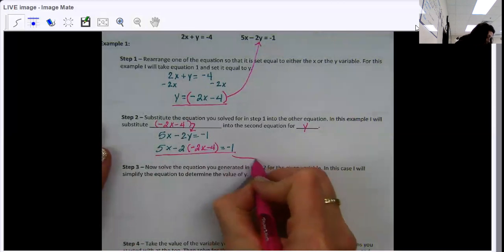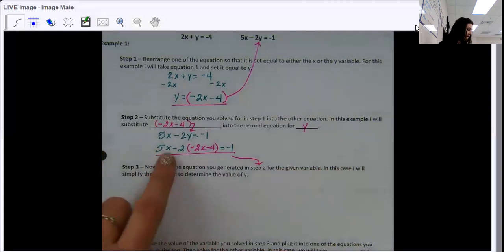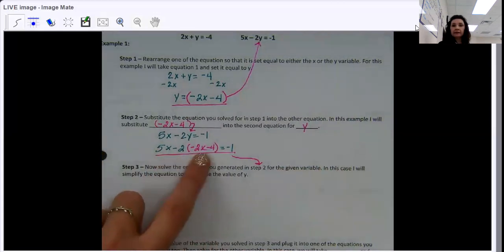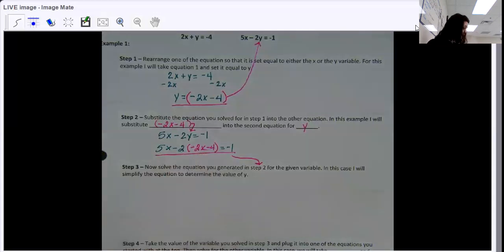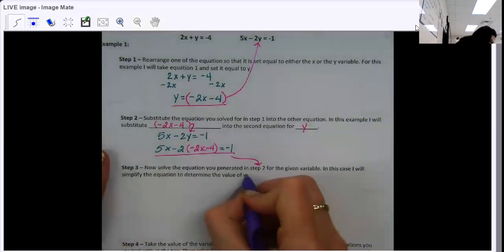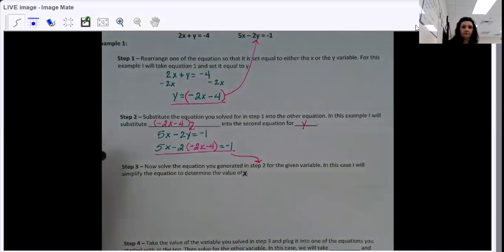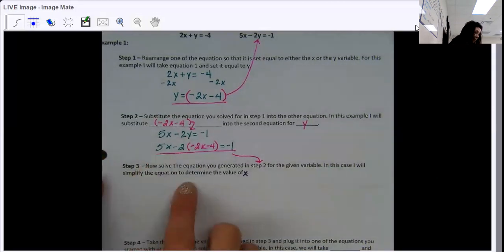And what we're going to do right here, just so you know, is work with the given variable. Sometimes it'll be y, sometimes it'll be x. But in this case, notice the only variable we have in here is x because we got rid of the y. Since we got rid of the y, we can solve for x. So I will simplify the equation to determine the value of x. Sorry, I need to change this right here to an x. I need to find the value of x. All right, so I'm going to rewrite this equation down here and I'm going to solve.